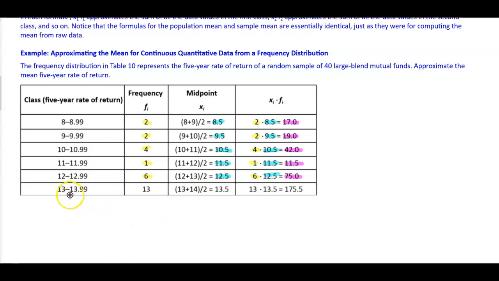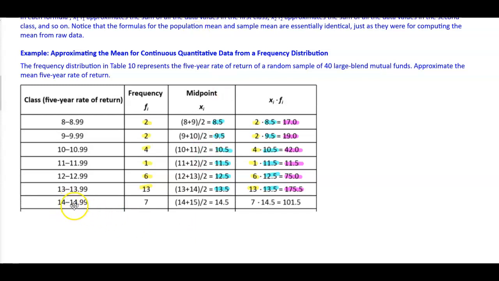Next, we have 13 to 13.99. We know that the frequency is 13. We can determine that the midpoint is going to be 13 plus 14 divided by 2, which is 13.5. So we're going to take our frequency of 13, multiply it by the midpoint of 13.5 to give us 175.5.